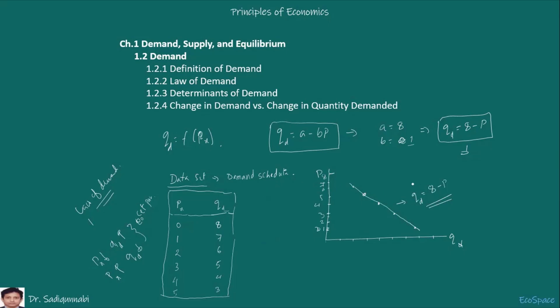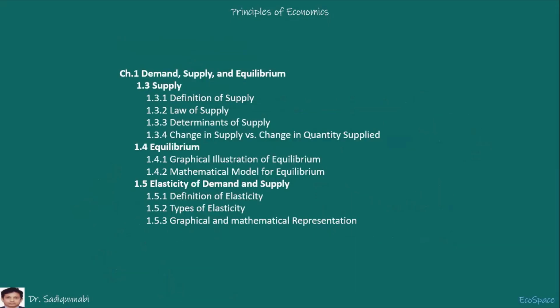All right. So we have covered our whole analysis of the definition of demand, law of demand, determinants of demand, and change in demand versus change in quantity demanded. Similarly, we can go for supply also. First, we talk about the definition of supply, then the law of supply, then determinants of supply, and then change in supply versus change in quantity supplied. As we have done with demand, we can also do this for supply. Okay, so let's do it.